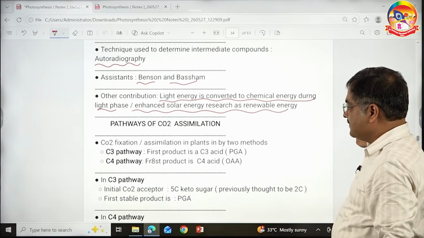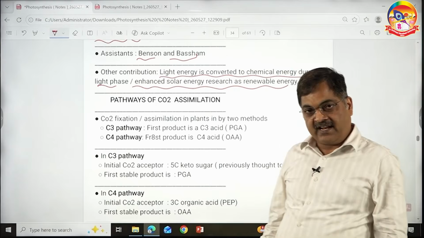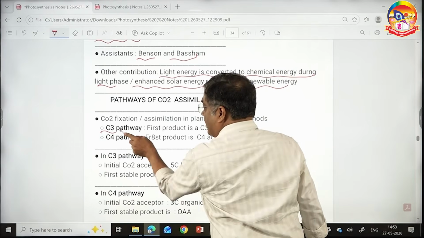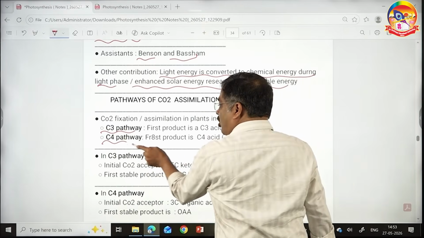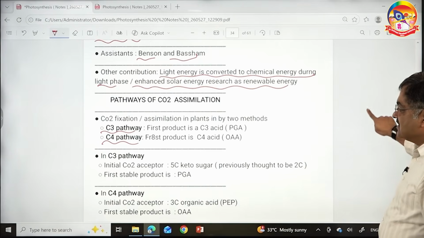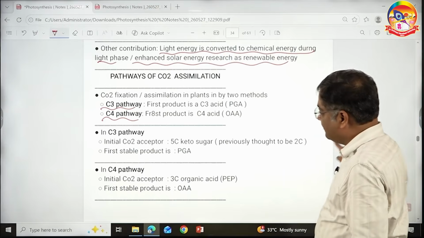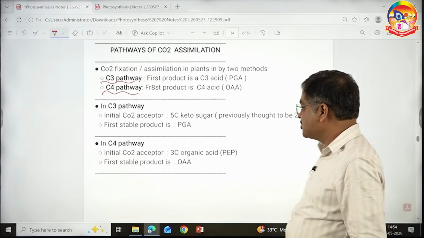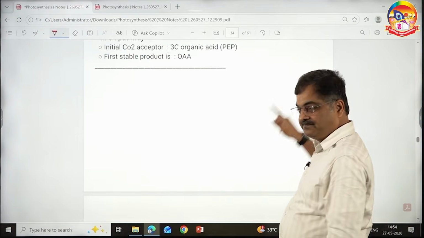as a renewable source. All right, now children, there are two pathways of carbon dioxide fixation. Your textbook clearly says so. One is the C3 pathway, in which glucose is synthesized, and in the C4 pathway, glucose is also synthesized. We'll start with the C3 pathway: the initial carbon dioxide acceptor is RuBP, and the first stable product is PGA. In the C4 pathway, PEP is the initial carbon dioxide acceptor, and the first stable product is oxaloacetic acid.